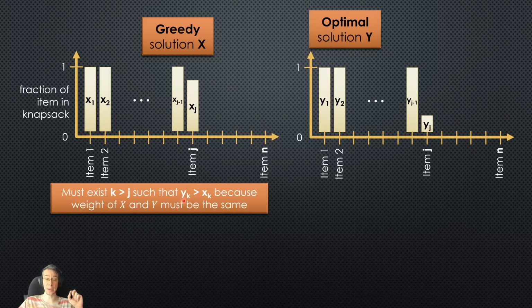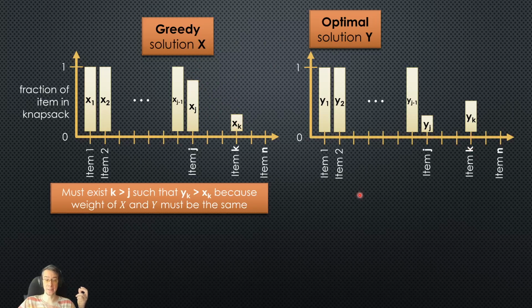So instead of saying yk has to be greater than 0, we're going to say yk has to be greater than xk. In other words, whatever item the optimal solution takes up here, yk, it takes more of this item than the greedy solution does in particular. So not only is it greater than 0, it's greater than the amount the greedy solution takes. Because again, if it's not greater than the amount the greedy solution takes, we haven't yet equalized the amount of weight between x and y. Okay, because the optimal solution takes less of item j, it must take more of some other item, k, after index j.